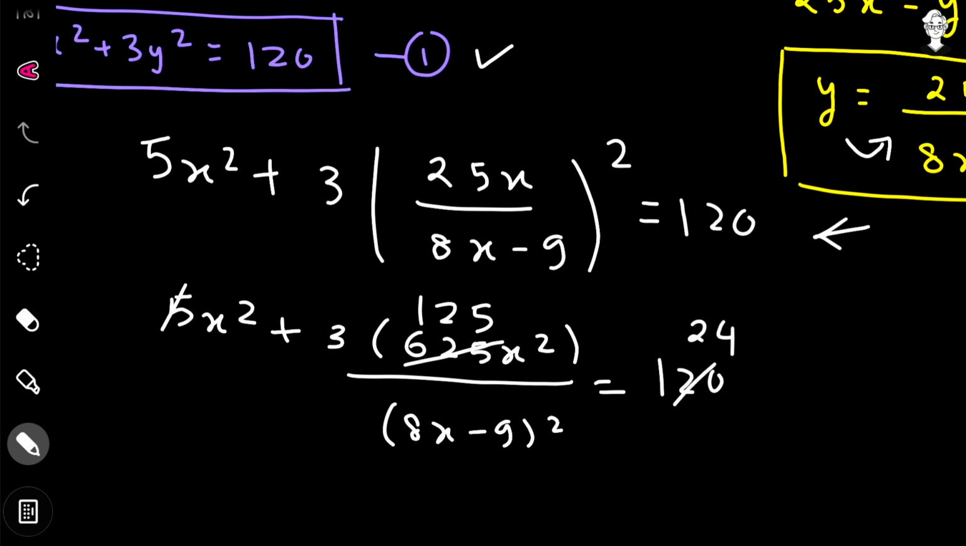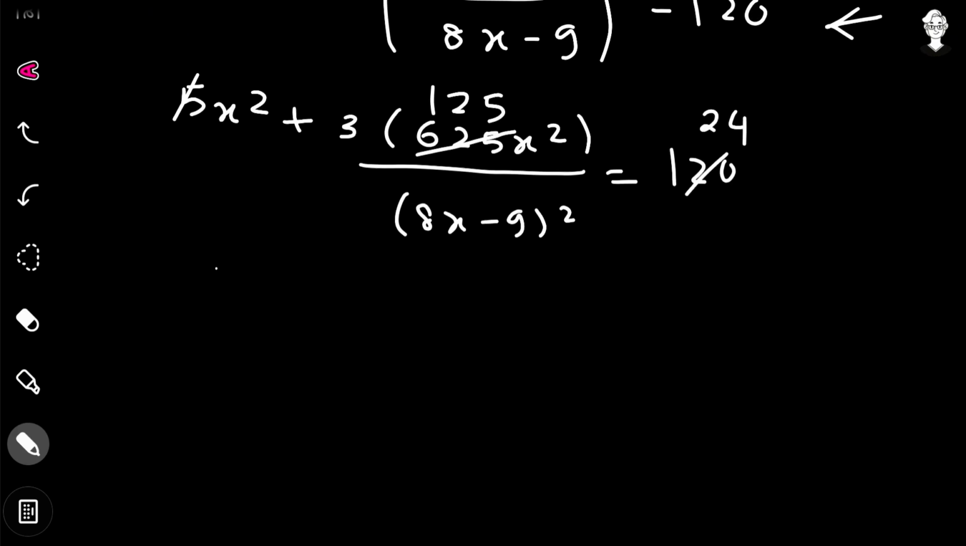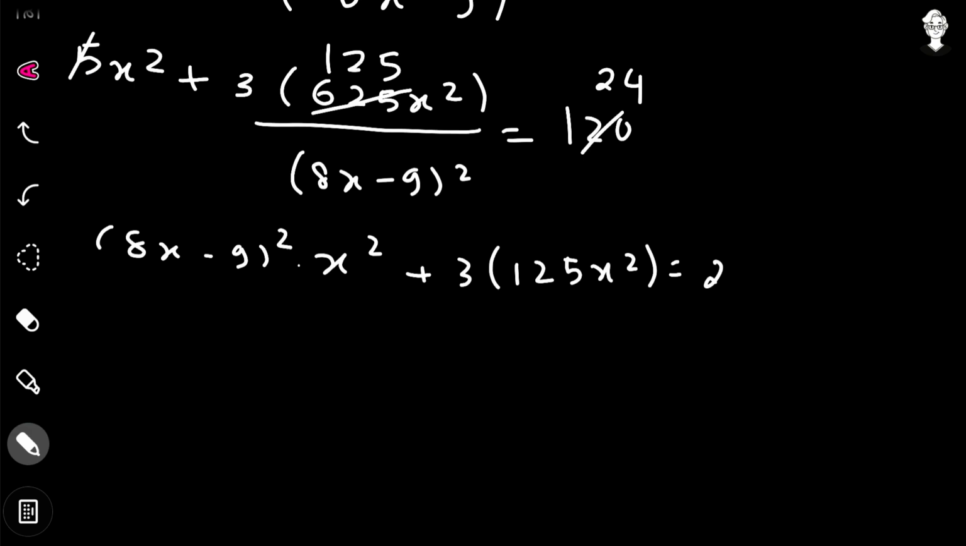So now let us rewrite the equation, and I am just going to take the LCM in the same step. So after factoring out 5 and taking this LCM, we will have this, that is (8x minus 9)² multiplied with x² plus 3 into 125 times x² is going to be equal to 24 multiplied with (8x minus 9)².